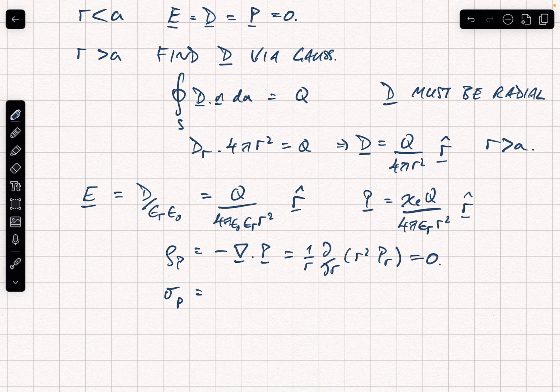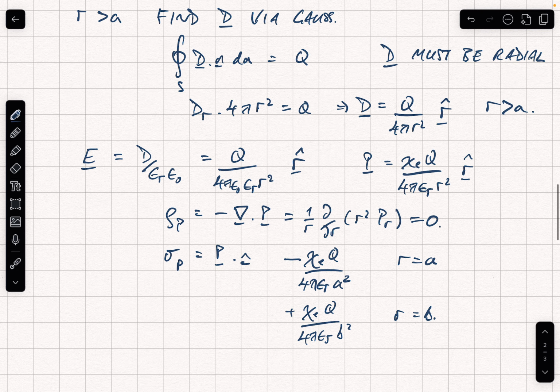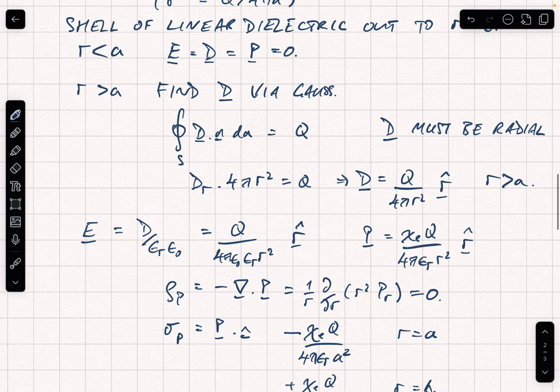And sigma P, which is P dotted with N, will be minus chi E Q over 4 pi epsilon R A squared at R equals A, and the minus sign there is because the normal to the surface at the place where R equals A is pointing inwards, and it's plus chi E Q over 4 pi epsilon R B squared at R equals B. So these are two situations where we've had to use D because we're dealing with dielectrics which are polarized, and so we can't use E.